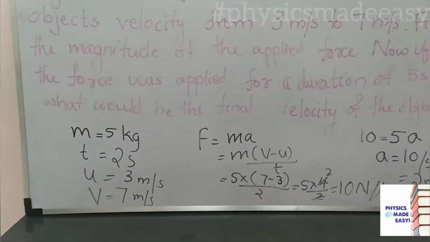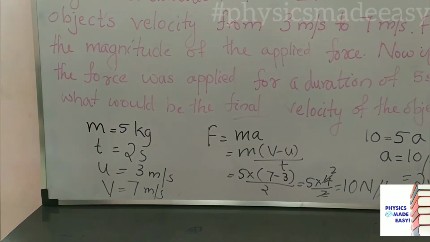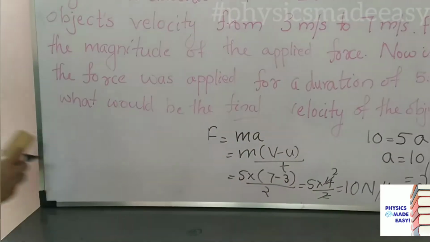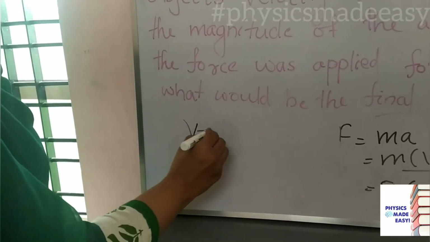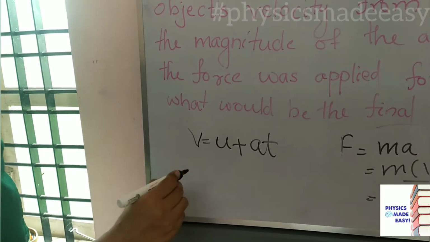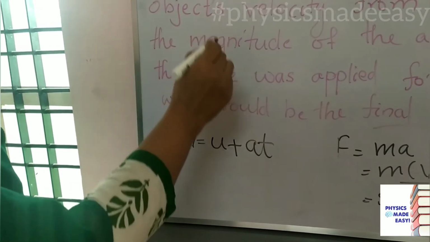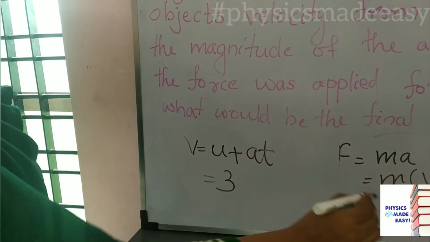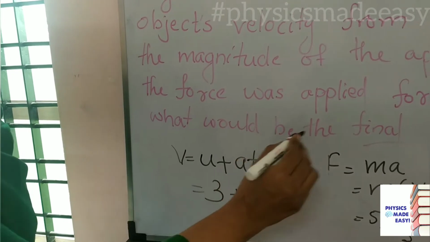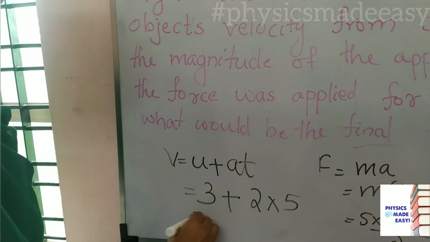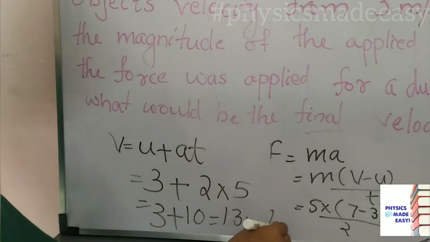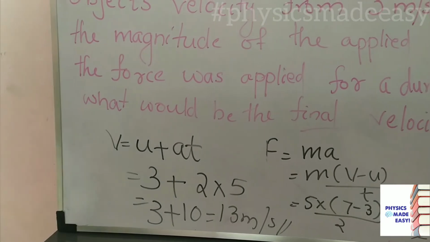Now we have to find, if this force is applied for 5 seconds, what will be the final velocity. So here we can use this equation, v is equal to u plus at. Then v, what is v? We have to find. Then u will be 3 meter per second, plus acceleration is 2 into time is given as 5. Then 3 plus 2 into 5, 10. 13 meter per second. This is the final velocity of that object.